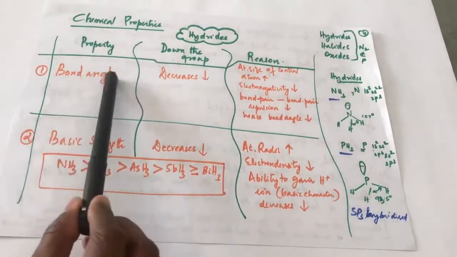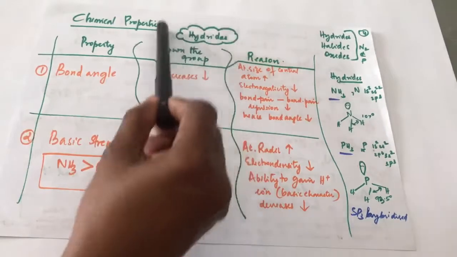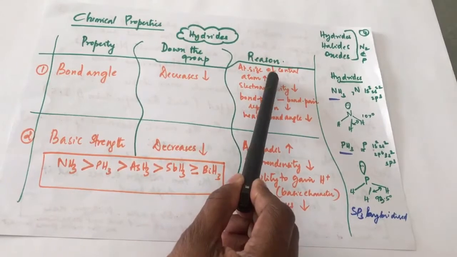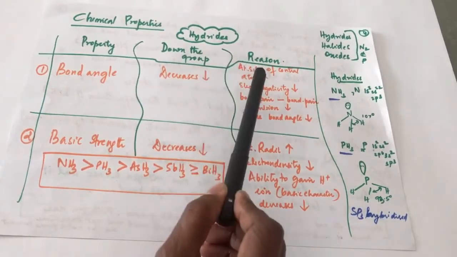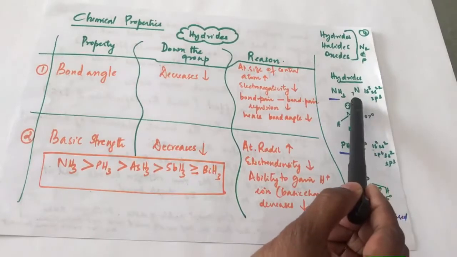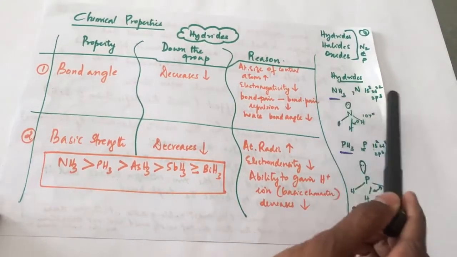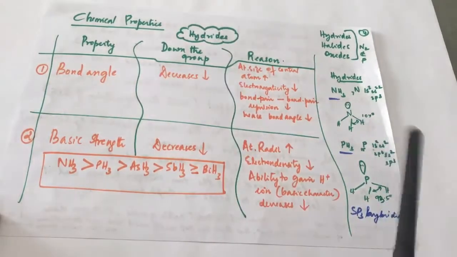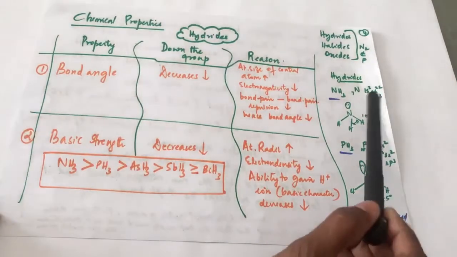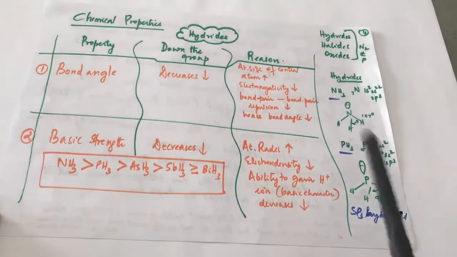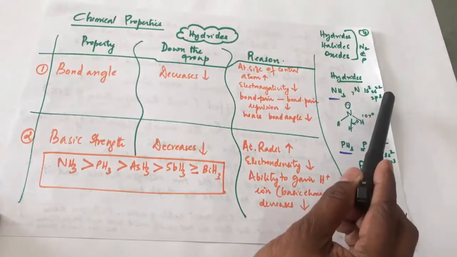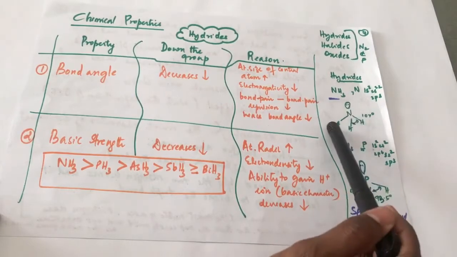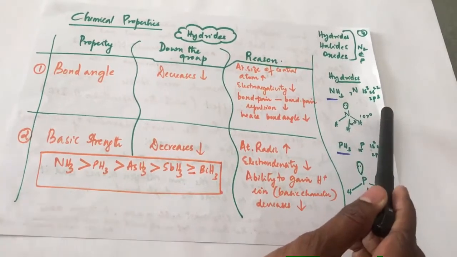Okay, so the first thing, when a hydride is formed, we like the property, then down the group and the reason. I told you these are the ways by which questions will be asked. So when we talk about hydrides, you see here NH3, so nitrogen is 1s2, 2s2, 2p3. Here we have the bond, that is the ammonia, nitrogen, hydrogen, 3 bonds, and then the bond angle is 107 degrees.